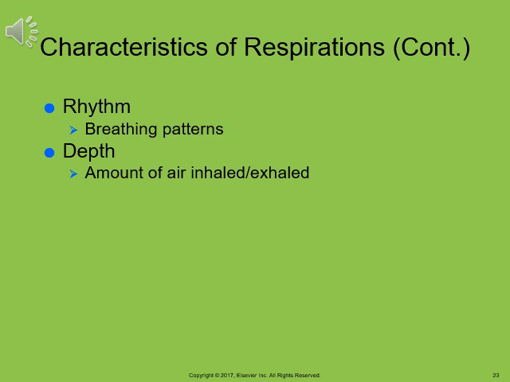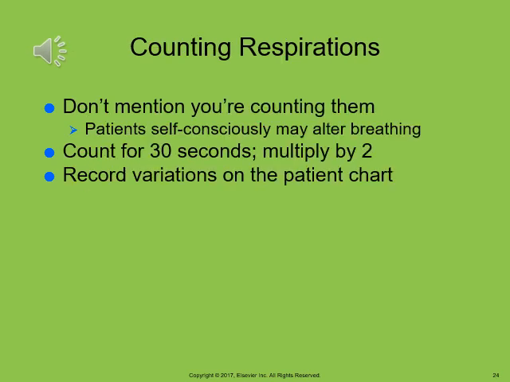What are some things considered normal concerning rhythm? Automatic interruptions, such as sighing, are considered normal. Noticeable breath sounds are a sign of certain diseases, such as pneumonia, asthma, or pulmonary edema. When counting respirations, don't mention to the patient that you're counting. This can change the patient's rate of breathing and respiration. Count for 30 seconds, multiply by 2, and record variations on the patient's chart.